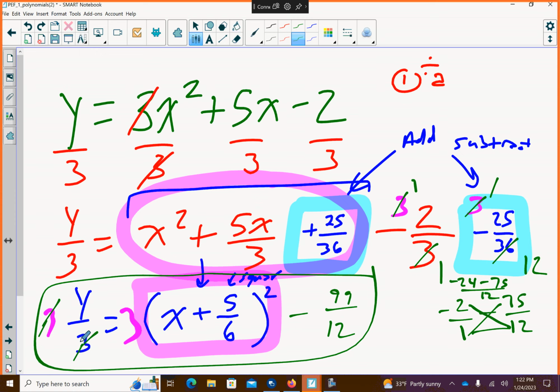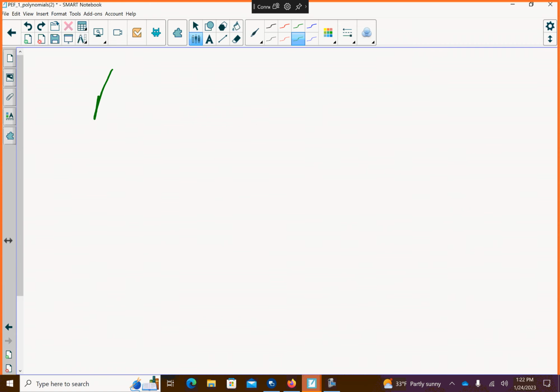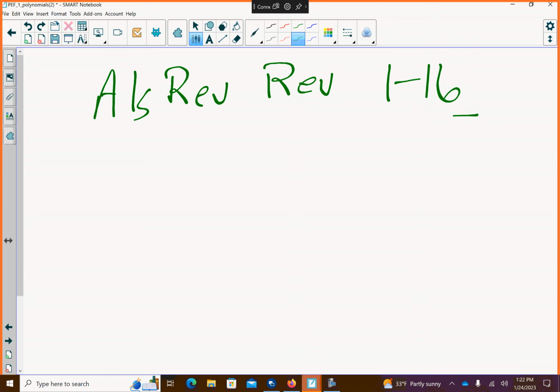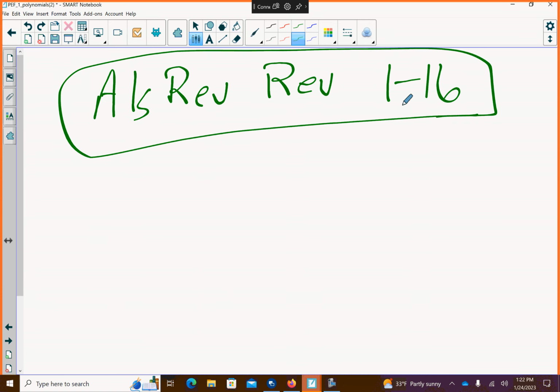Trust me, if you get this completing the square thing down, you will not have to ever stress dealing with the quadratic formula again. Okay, again, we said the quadratic formula, there's way too many places that sign errors take place. But what I would like to do is I would like to look only at algebra review, and I would like to look at 1 through 16. So give me an honest look at 1 through 16 and let me know if there's something that you would like me to help you with on 1 through 16.